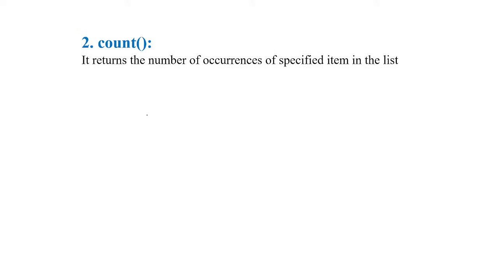Then there is another function called count. This returns the number of occurrences of a specified item in the list, so how many times a particular element is occurring. If you want to count, you can use this function count. Say, for example, I have this list containing 1, 2, 2, 3. Now I want to count how many times 1 is occurring. What does it give? It gives the result as 1 here, because 1 is occurring only one time.